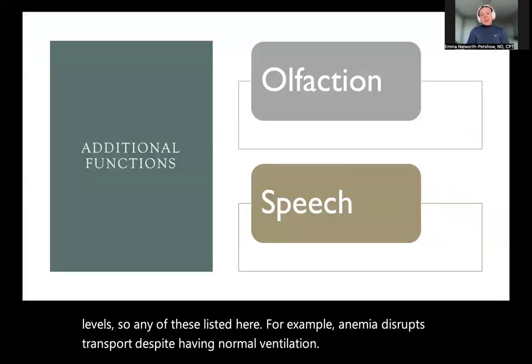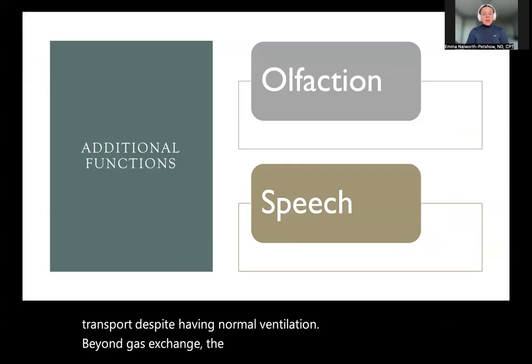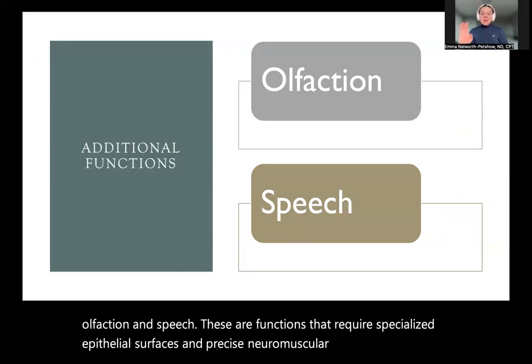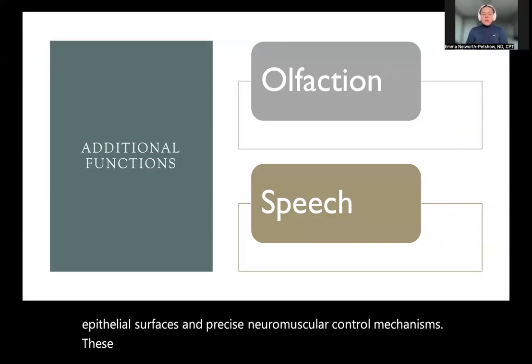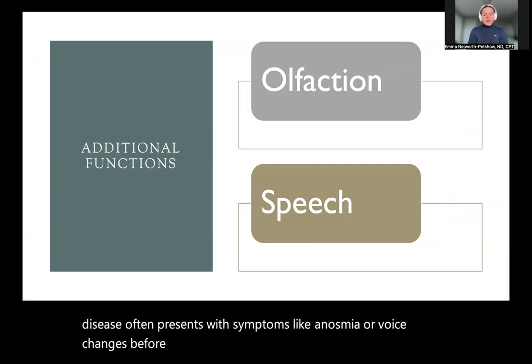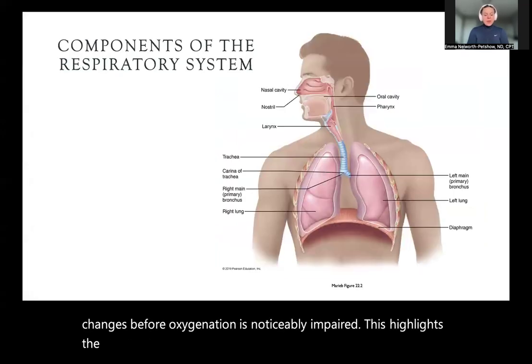Beyond gas exchange, the respiratory system contributes to olfaction and speech. These are functions that require specialized epithelial surfaces and precise neuromuscular control mechanisms. These so-called secondary roles explain why respiratory disease often presents with symptoms like anosmia or voice changes before oxygenation is noticeably impaired. This highlights the system's multifunctional design.